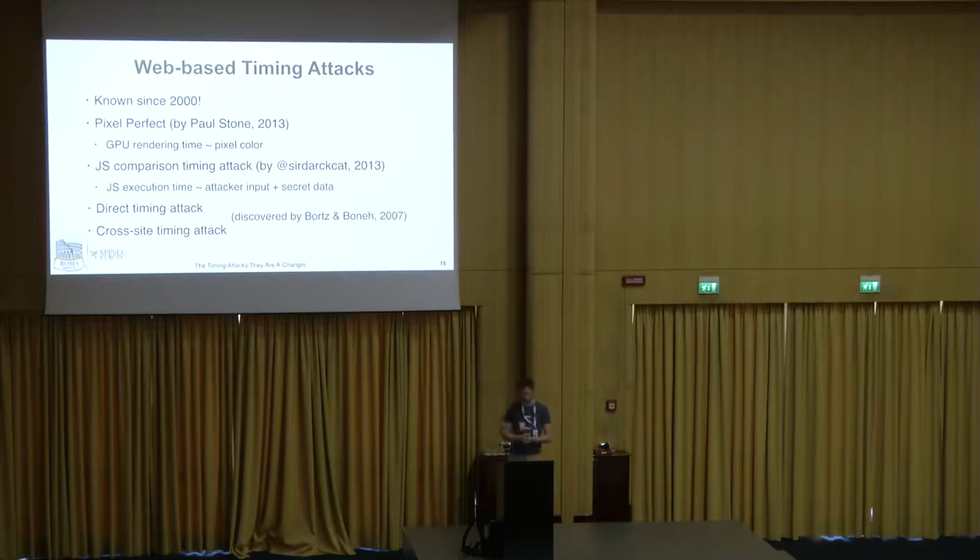So in 2013, Paul Stone presented his work at Black Hat called Pixel Perfect, and he found that after applying certain SVG filters, the rendering time of the GPU would be related to the color of a pixel. So using this attack, he could infer what information was in a certain iframe.